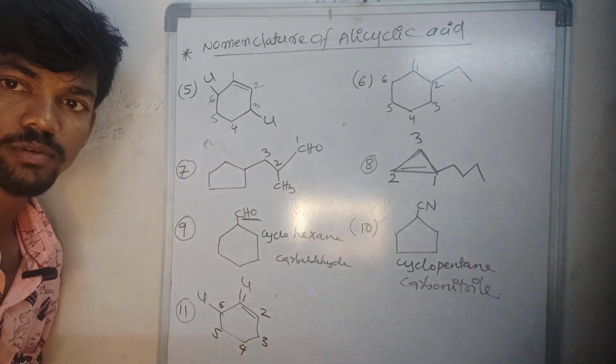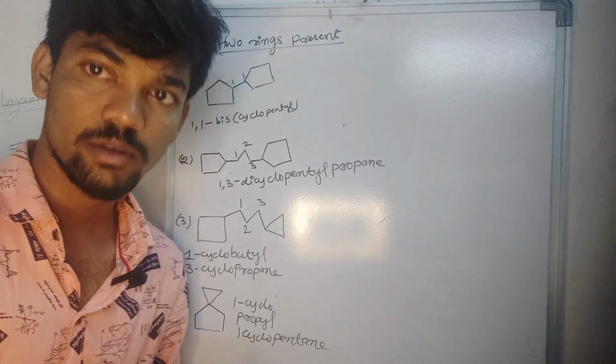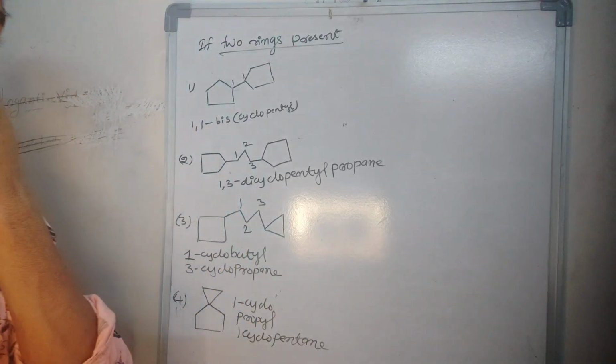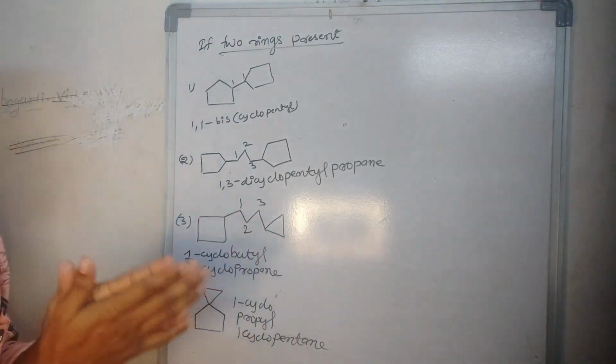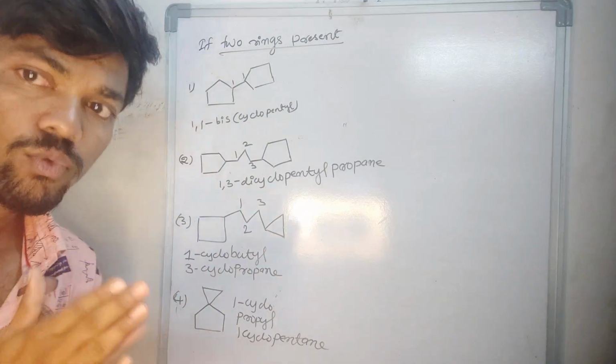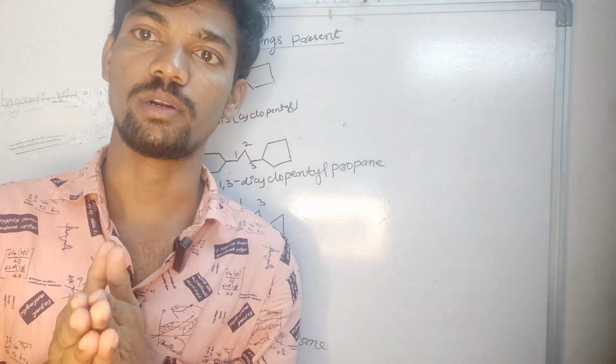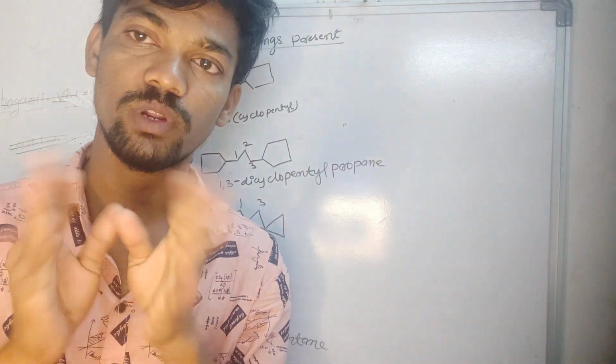This is the correct option. Okay guys, next, what happened here? Listen carefully. If 2 rings are present, how can you remember it? How can you identify it?